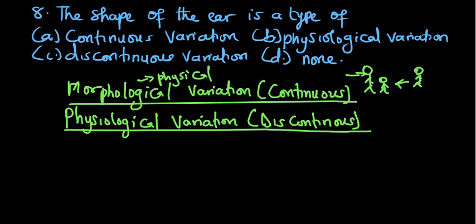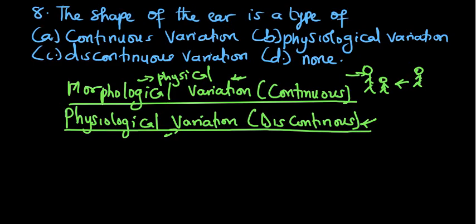But when we are talking of physiological variation, it has to do with something that is inner. For example, you cannot look at a person and say this is your blood group or this is your genotype, so it is impossible. So this is physiological variation. I hope you understand. So differences that are physical, that are obvious, are morphological variation.